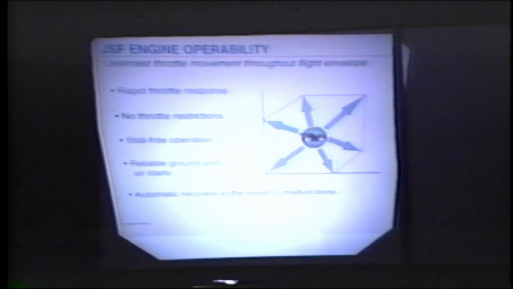We need to have these engines so the pilot can look up at the heads up or look through a scope and go kill the enemy. And so we got to have rapid throttle transients, and that's doable with both of these. You're going to be surprised how fast they're going to go. No restrictions. Let them do what he wants. Let them come up. Let them go down. Stall free. Reliable ground starts and air starts. And I'm talking air starts at 30,000 feet in a good envelope.